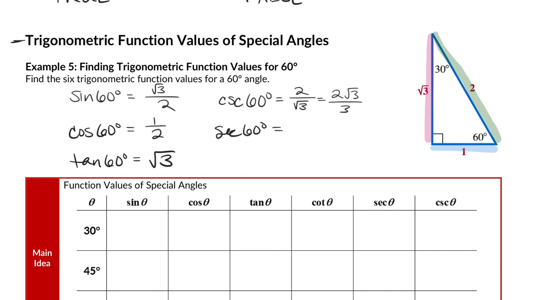If we go to the secant of 60 degrees, again, I could just flip that fraction or think about the definition. Secant is hypotenuse over x. What is the hypotenuse here? 2 over 1, which just gives me 2.